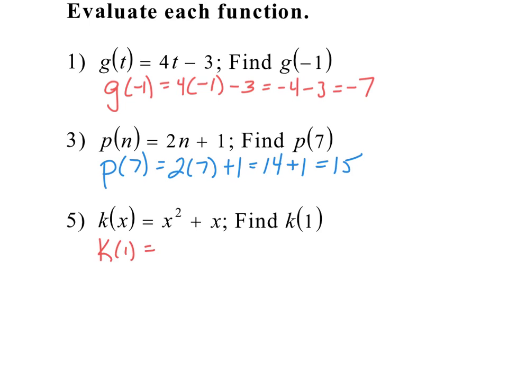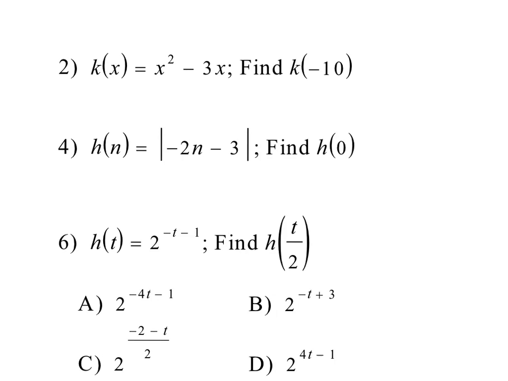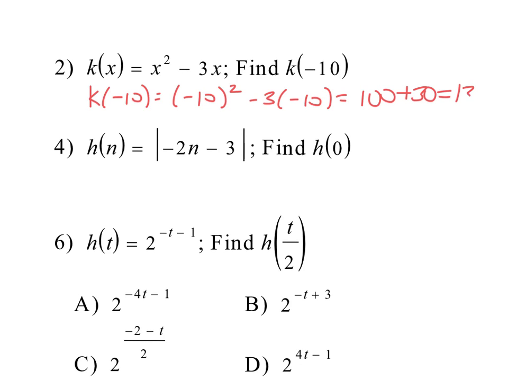K of 1, again just substitute. 1 squared is 1, plus 1 is equal to 2. So when we're evaluating, we're always ending up with some sort of value here. All right, let's go to the other side. We've got 2, 4, and 6. So 2k of negative 10, negative 10 squared. That's 100 plus 30 is 130.